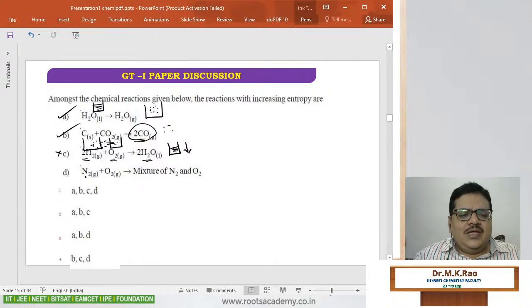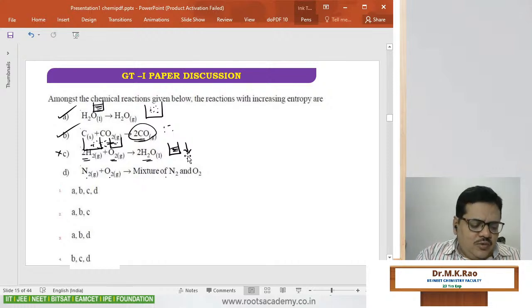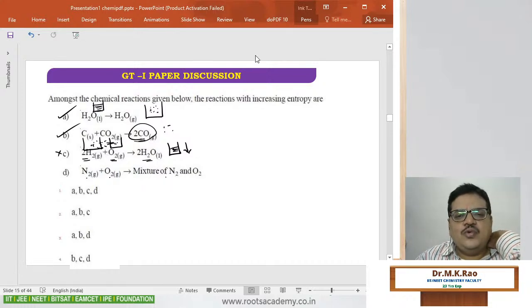Here N2 plus O2, a mixture of NO2, N2 and O2. Then in this case, what do we have to adopt now? Under these conditions, entropy is increasing in which cases? Here a mixture of NO2, a mixture of N2 and O2 means many particles. So it should be options A, B, D. A, B, D is your option, not C.